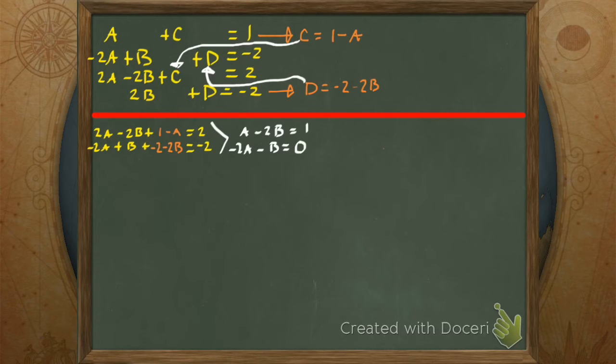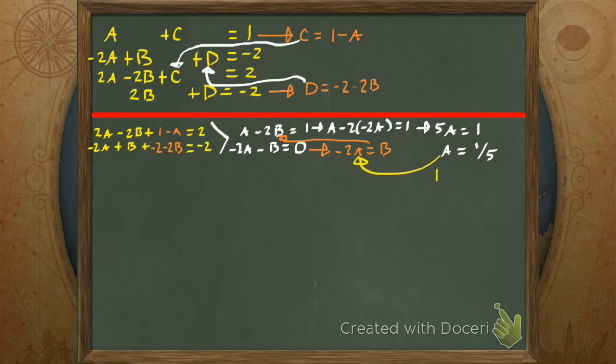Now I can use substitution or elimination, but I see that my B is a minus 2A. I stick that right there. And when I do, I find my A is going to be, yes, A is 1/5.